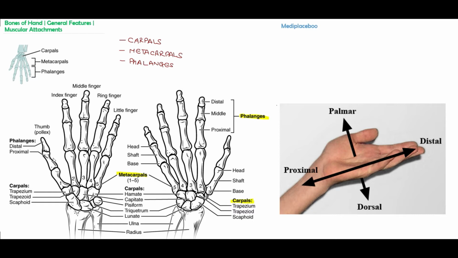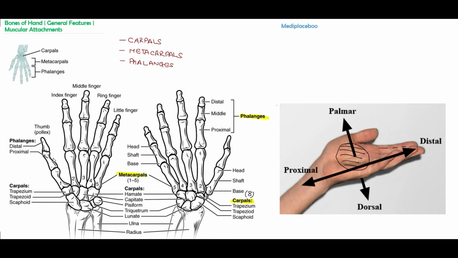The carpals are in total 8 bones which are present in the wrist region. Next we have the metacarpals, which are present in the palm region of your hand as well as on the dorsal aspect. Next, within the fingers we have the phalanges.